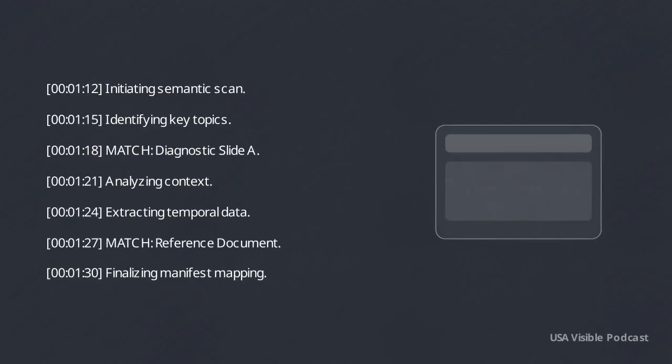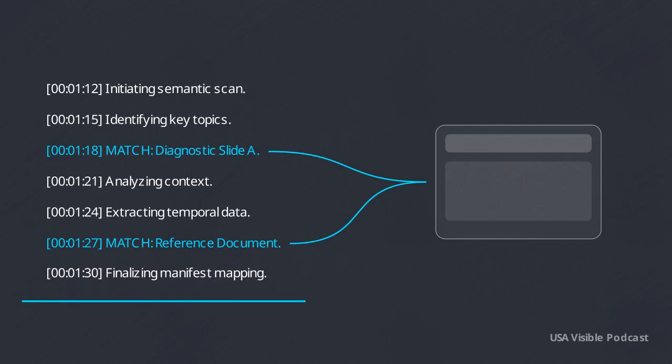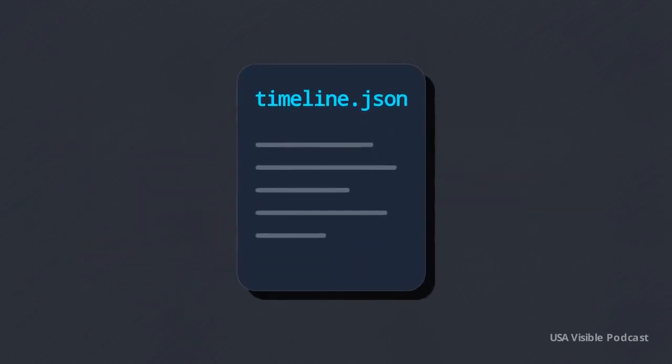With the timing data captured, the script runs semantic mapping. It scans the transcript for specific topics and matches those spoken sections to our corresponding diagnostic slides. All of this timing and mapping data is compiled into a single output, a manifest file called timeline.json.